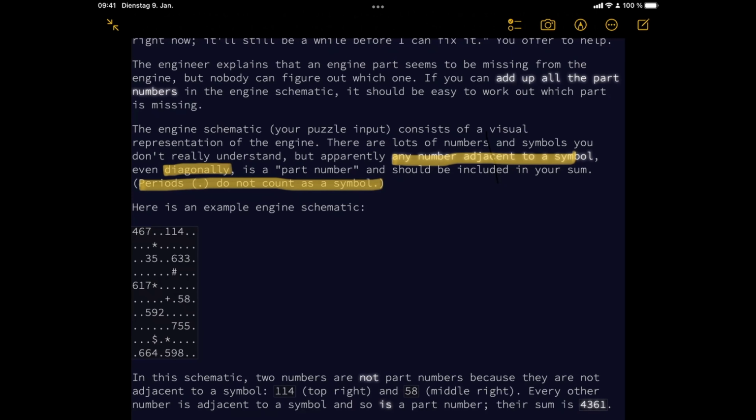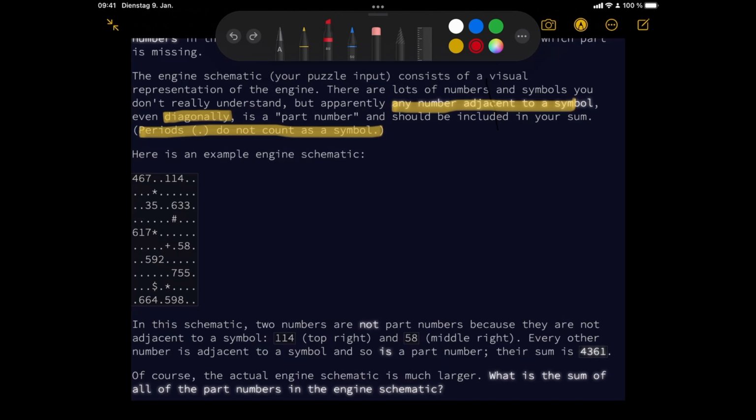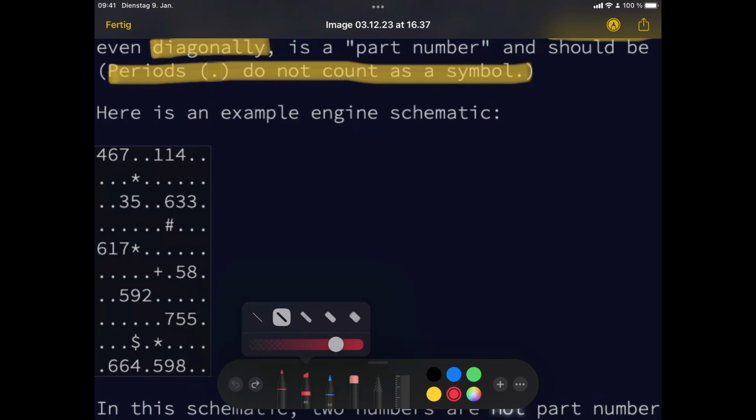So now we know how to calculate the adjacent coordinates. Let's look at the problem description again and see what we actually need to do. Any number adjacent to a symbol, even diagonally, is a part number and should be included in our sum. If we look at the example grid, we can see 467 is valid because of the asterisk, 35 is valid, 633, here 617 also, 592 has it diagonally, same with 755.